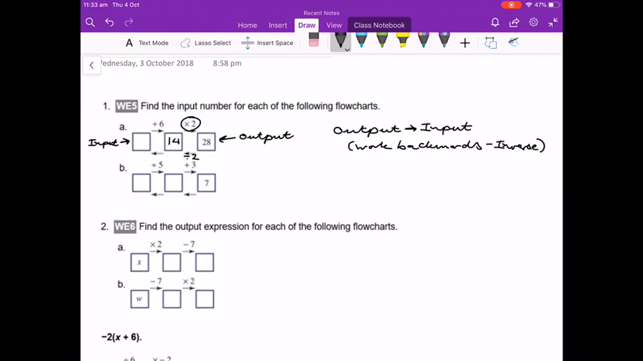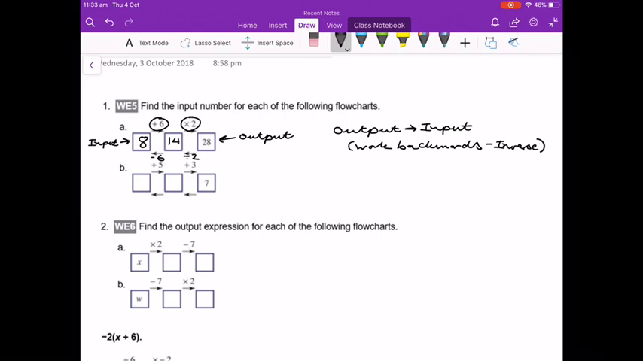14 add 6. Opposite of add 6, take 6. And 14 take 6 is 8. So the input is 8. Now how do you check that it works? You would start at your input and go through the directions above, which should lead you to your output.